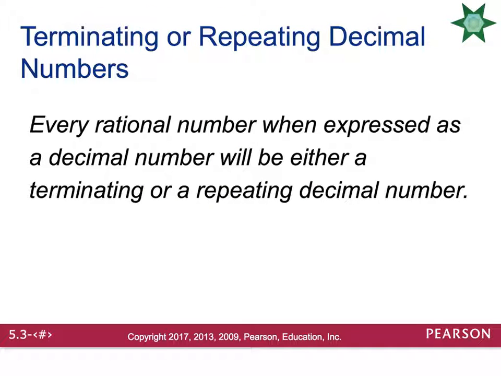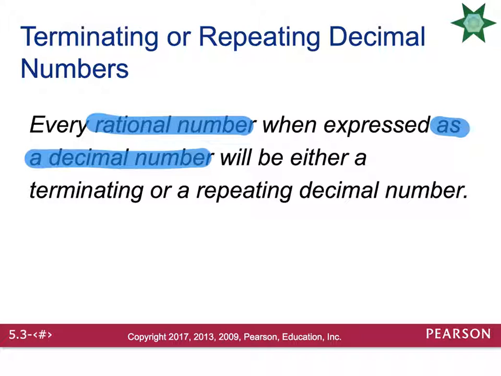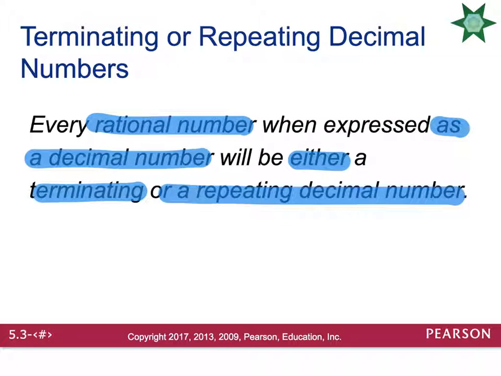Okay, here's an important property of rational numbers. A rational number as a decimal number will be either terminating or a repeating decimal number. In other words, either the decimal stops, like for example, 1/4 is 0.25, or it'll have a repeating pattern.